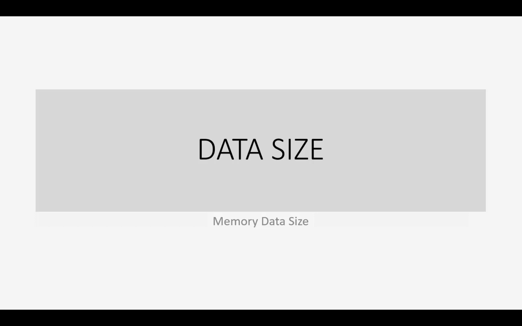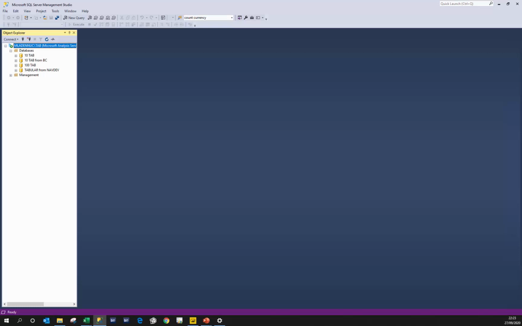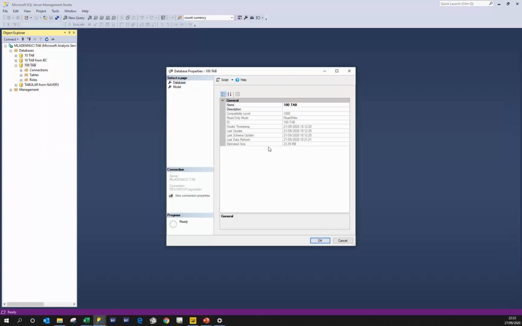Compression, or data size, and speed are very related. So how do we know how big the tabular database is? If we go to the properties, we get an estimated size of 23 megabytes, which is wrong.